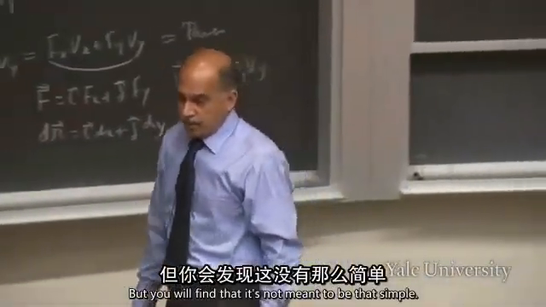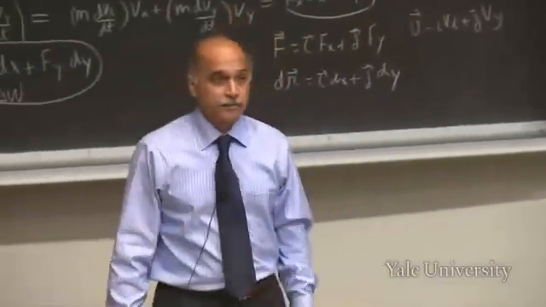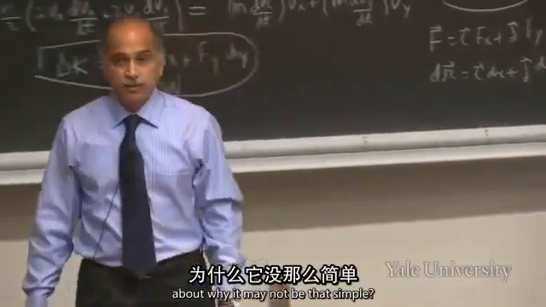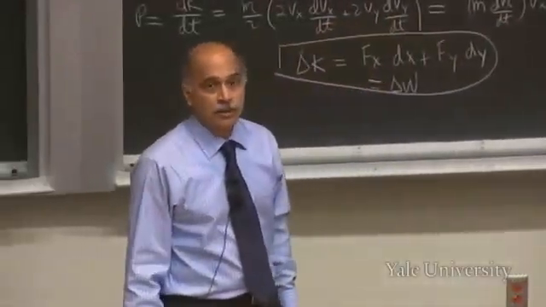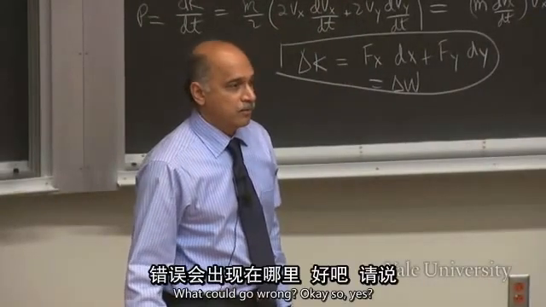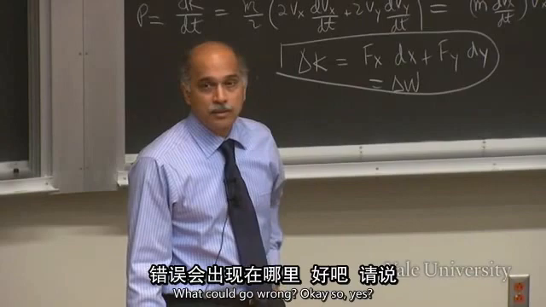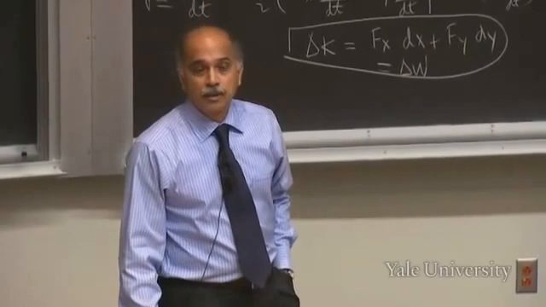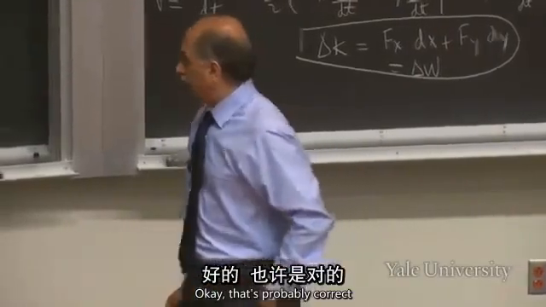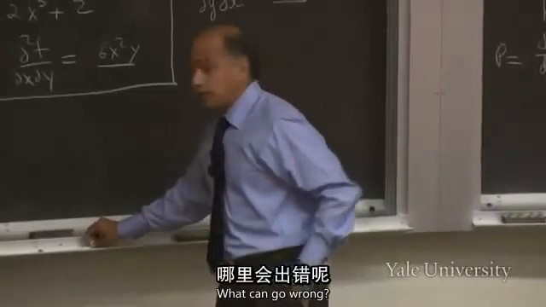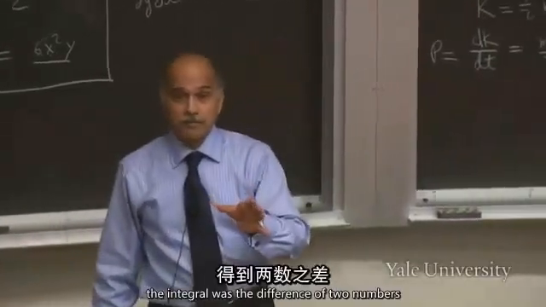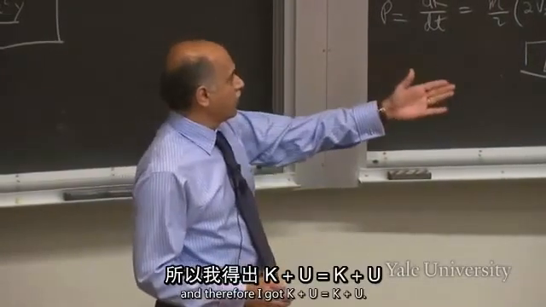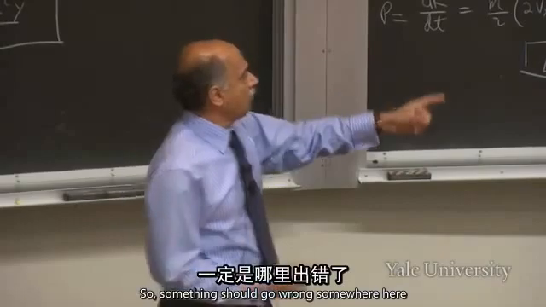But you will find that it's not meant to be that simple. So again, has anybody heard rumors about why it may not be that simple? What could go wrong? Okay, so yes? Okay, that's probably correct, but say it in terms of what we know. What can go wrong? I'm saying in 1D, and I did an integral. The integral was the difference of 2 numbers, right? And therefore, I got k plus u is k plus. So something should go wrong somewhere here.